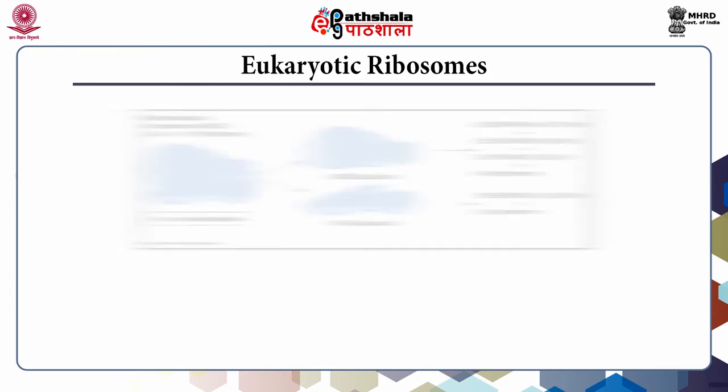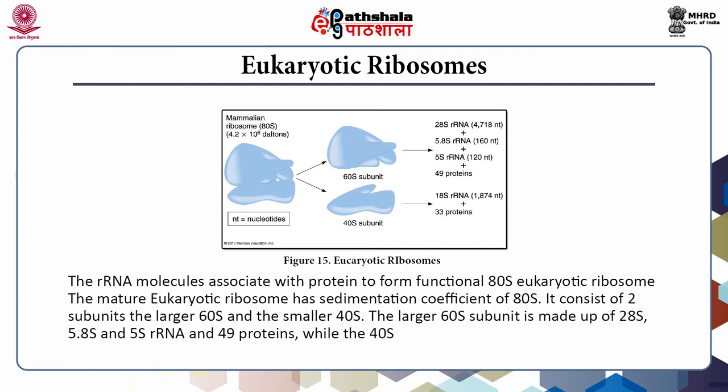Eukaryotic ribosomes. Figure 15. The ribosomal RNA molecules associate with proteins to form the functional 80S eukaryotic ribosome. The mature eukaryotic ribosome has a sedimentation coefficient of 80S. It consists of two subunits, the larger 60S and the smaller 40S. The larger 60S subunit is made up of 28S, 5.8S and 5S rRNA and 49 different proteins, while the 40S ribosomal subunit is made up of 18S rRNA and 33 proteins.